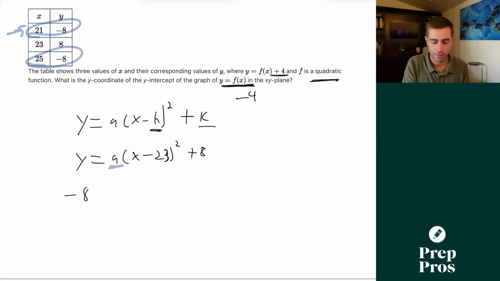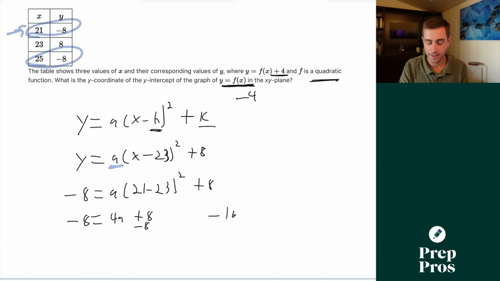So I'm going to plug in negative 8 for y: negative 8 equals a times 21 minus 23 squared plus 8. Well, 21 minus 23 is negative 2, and negative 2 squared is 4. So this gives us negative 8 equals 4a plus 8. Subtract this over, and we get that negative 16 is equal to 4a, so a is equal to negative 4. Now we know the entire equation of our parabola: y equals negative 4 times x minus 23 squared plus 8.